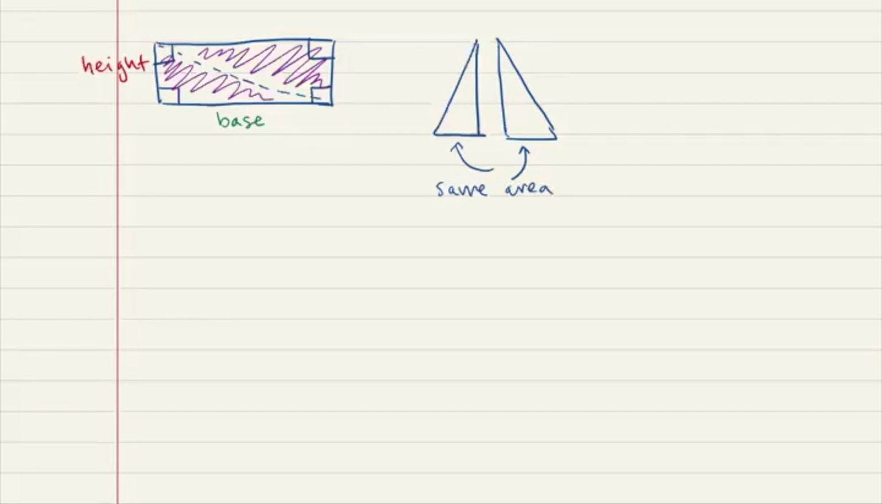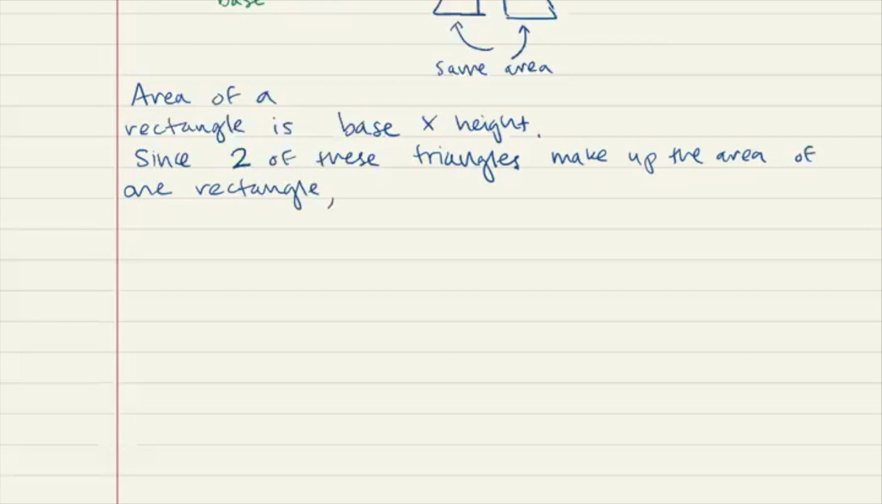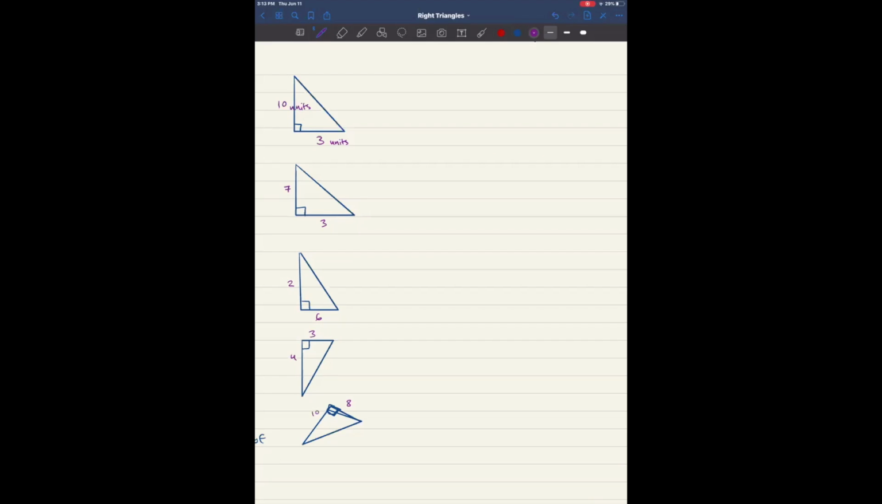Now, we know the area of a rectangle is its base times its height, and since 2 of these right triangles make up the area of one rectangle, the area of one triangle must be half of the area of the entire rectangle. Let's now look at this formulaically. The area of a rectangle is its base times its height. So 2 times the area of a triangle would also equal the base times the height of the rectangle. Therefore, dividing by 2 on both sides, the area of a triangle is base times height over 2.